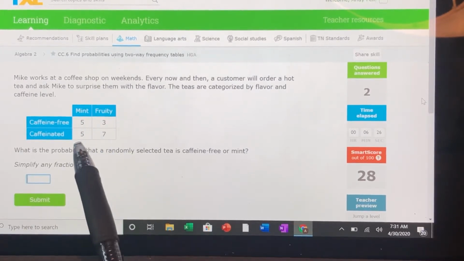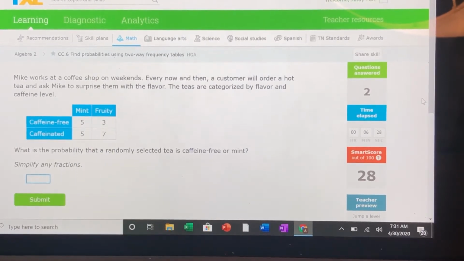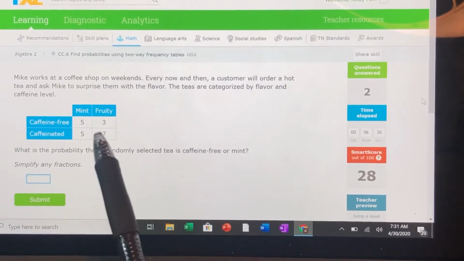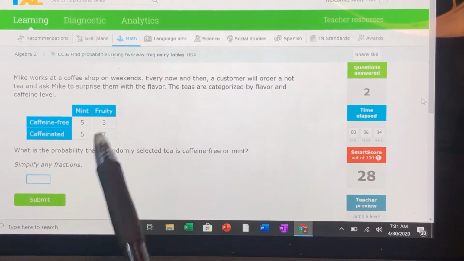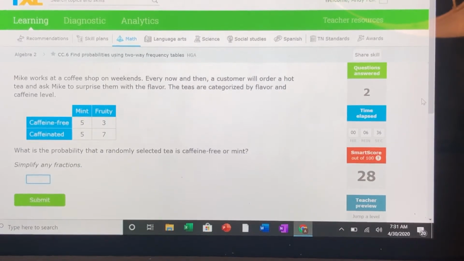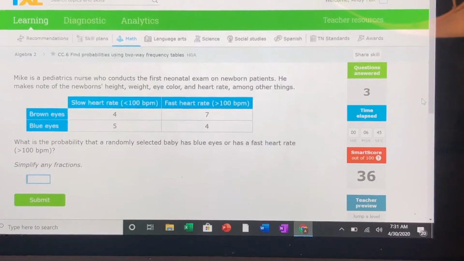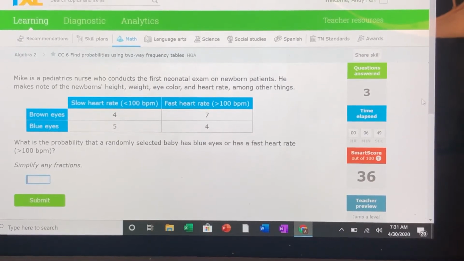So how many things are included in the total number of outcomes for the event? Well, it'd be this 3, this 5, and this 5. So that's 13 out of a possible 20. 13 out of 20, and I don't think 13 out of 20 reduces. Okay? So you can see there's a big difference between the word and the word or. It makes a big difference, especially in these frequency tables.